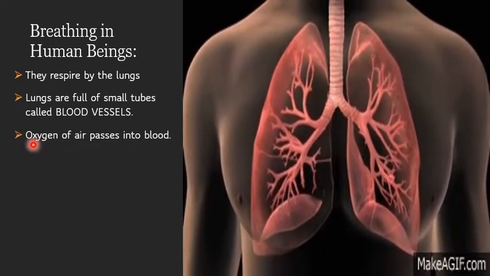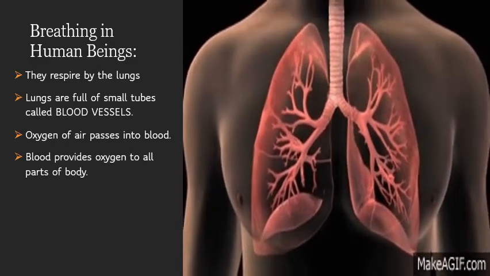If we talk about oxygen, oxygen of air passes into blood. We take in air through our nostrils, it goes down into the trachea and comes into the lungs. As these lungs are full of small tubes or blood vessels, the oxygen which came with air is passed into the blood moving in blood vessels. Now, the blood in the lungs is full of oxygen.